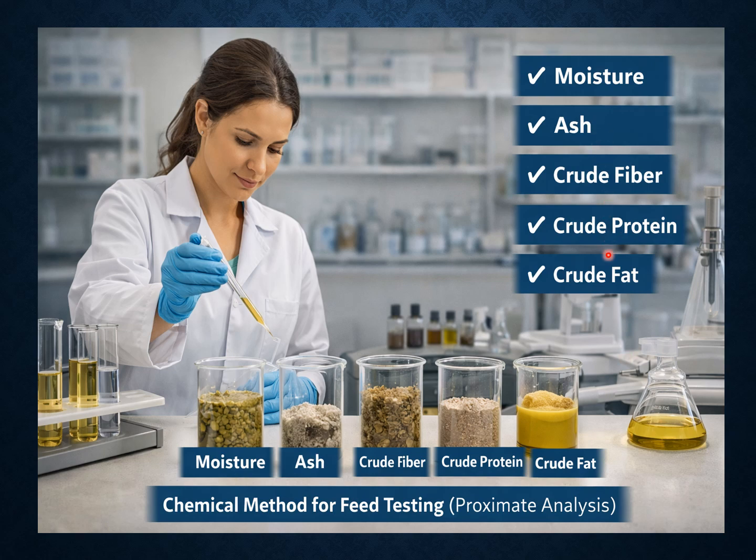So as I said, you will know the percentage of each fraction: moisture, ash, which is the mineral, crude fiber, crude protein, and crude fat, by the end of the approximate analysis.